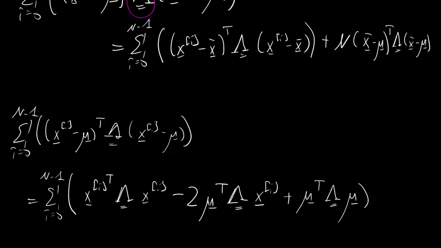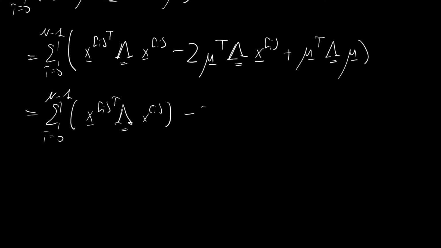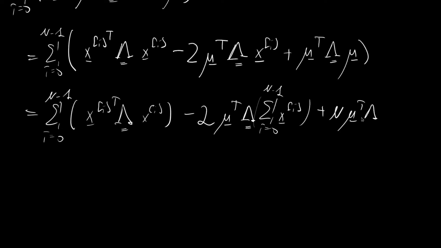Let's break out the summation into its corresponding pieces. We get the summation from i=0 to capital N minus 1 over the first term, which was xi transpose lambda xi, minus 2 mu transpose lambda times the summation from i=0 to capital N minus 1 over the xi vector observations. That looks a little strange, but if you add up vectors of the same length, then you get another vector. So this is somehow legit. So we still multiply our lambda matrix with another vector. And then here we don't have any i anymore, so we have an n times mu transpose lambda mu.